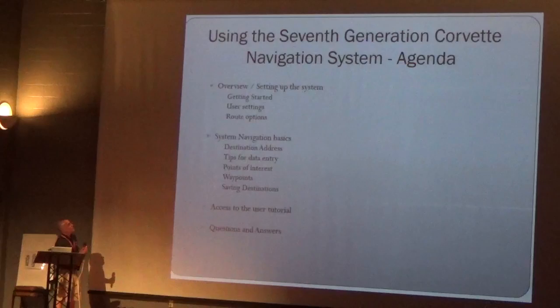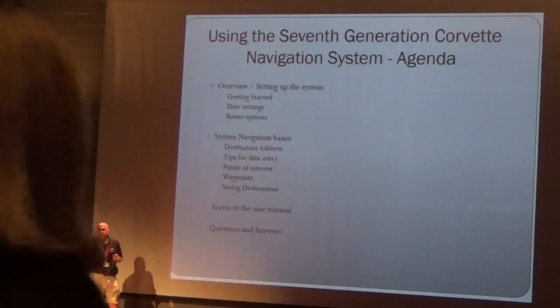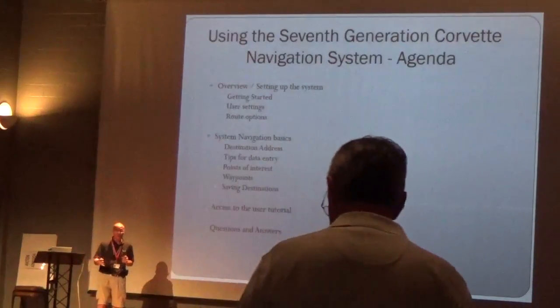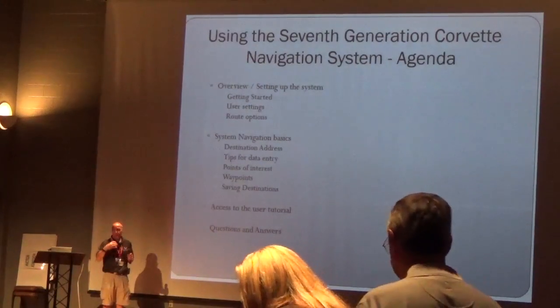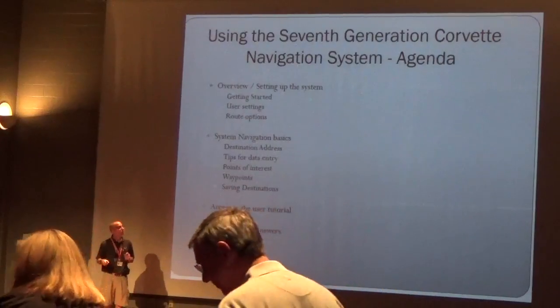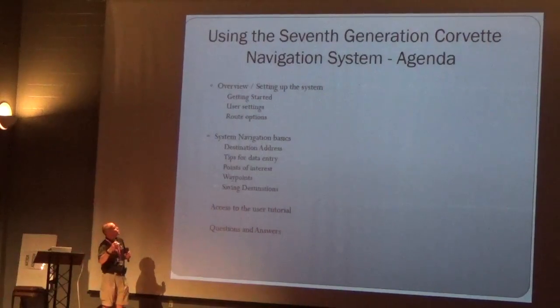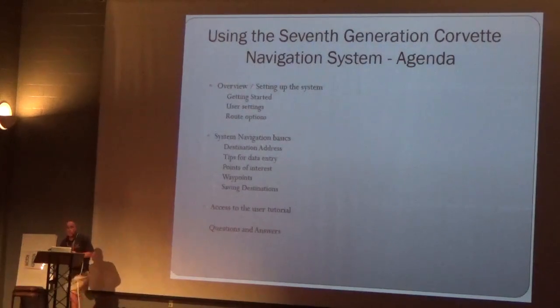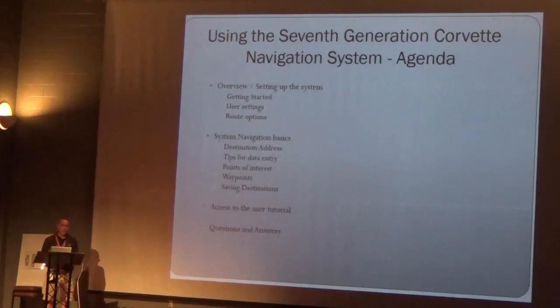So what we're going to talk about today is basically just, here's our agenda. We're going to talk about getting started with the system. Some of this is going to be more specific to if you brought home a new-to-you Corvette, one that somebody owned previously, so a used car, or a car that was a demo on a dealer's lot or what have you. We're going to go through just some quick, important user settings, some root options. We're going to talk a little bit to then navigation system basics, destination address entry, tips for data entry, points of interest, waypoints, and saving destinations.